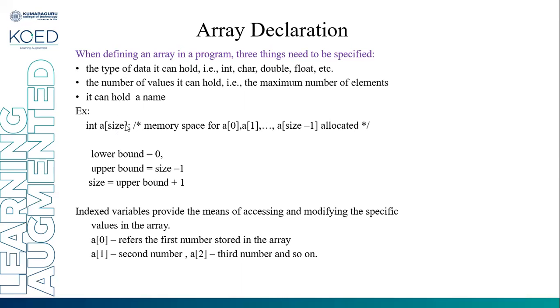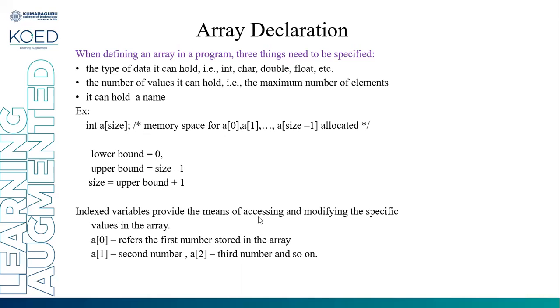For example, integer a of size. Here integer is the data type, a is the array name, and size is the size of the array. So the memory space of the array starts from a of 0, a of 1, up to a of size minus 1. Since the first element is stored in position a of 0, the last element will get stored in a of size minus 1. So the lower bound is 0 and the upper bound is size minus 1. So the size of the array is upper bound plus 1.